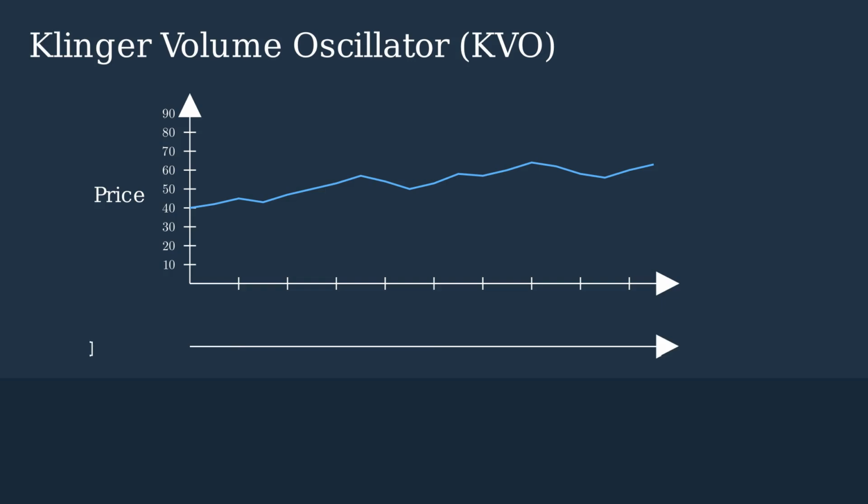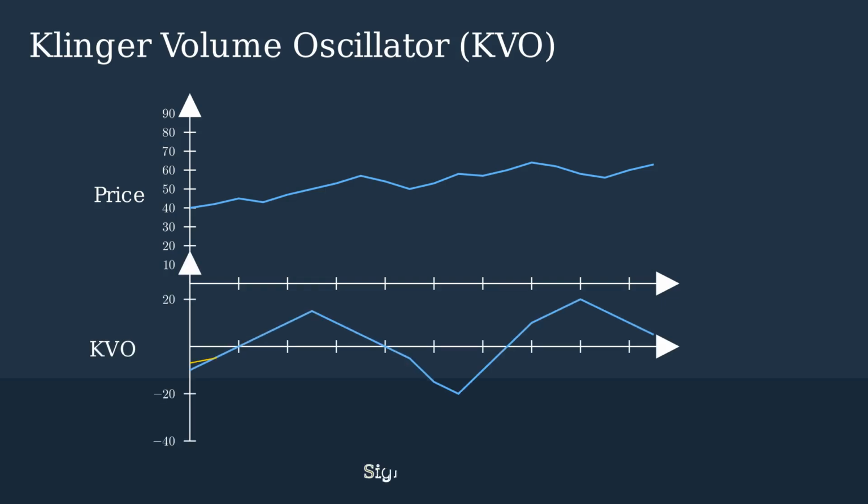Now let's see how the KVO appears when plotted below a price chart and how it helps identify trading opportunities. Trading signals occur when the KVO line crosses above or below the signal line. Crossovers above the signal line are bullish, while crossovers below are bearish.